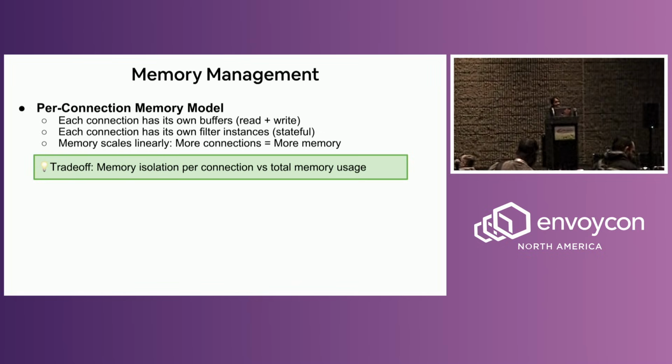The first is the per connection memory model that we saw before. Each connection in Envoy has its own buffers and its own filter instances. This means that the more connections handled by an Envoy, the more memory is consumed by it. And you can see there is a clear trade-off here, which was made during the design: we isolate the filters per connection, but the total memory usage might be slightly higher.